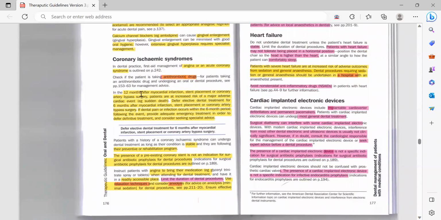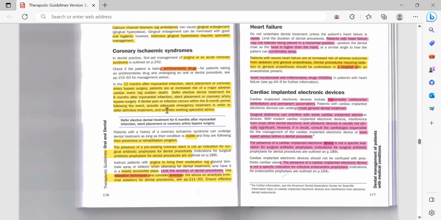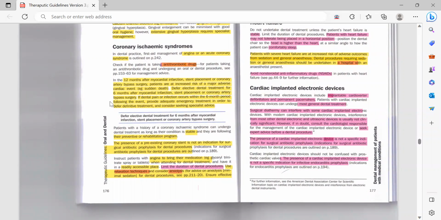In the 12 months after MI, stent placement, or coronary artery bypass surgery, patients are at increased risk of major adverse cardiac events. So even after the 12 months, they are at higher risk. Defer elective dental treatment for 6 months after MI, stent placement, or coronary artery bypass. Elective treatment would be like fillings or scaling and cleaning. So you cannot do those treatments before 6 months. If dental pain or infection occurs within the 6-month period following the event, then you need to provide adequate emergency treatment in order to defer definitive treatment and consider seeking specialist advice.